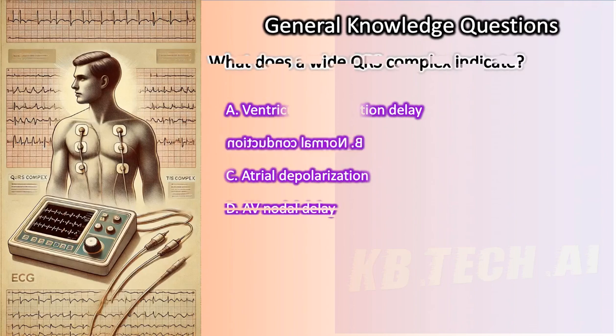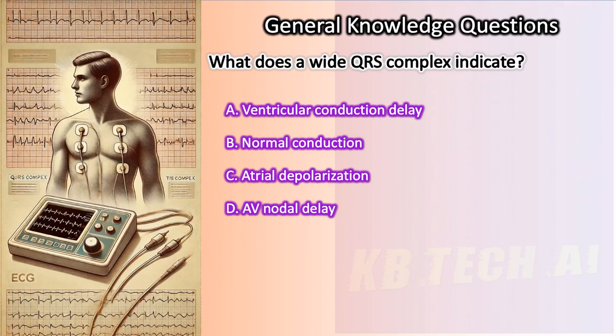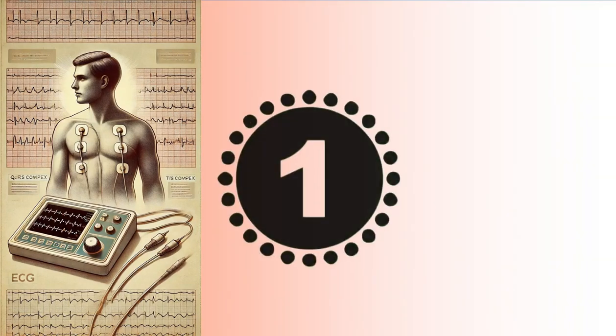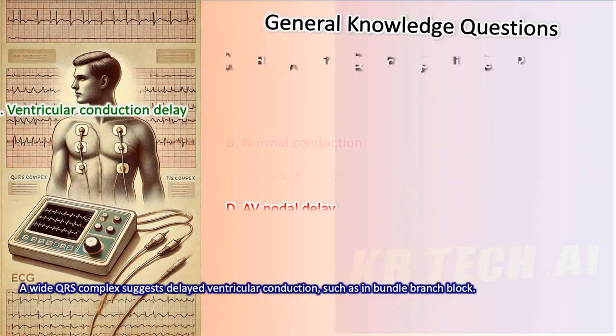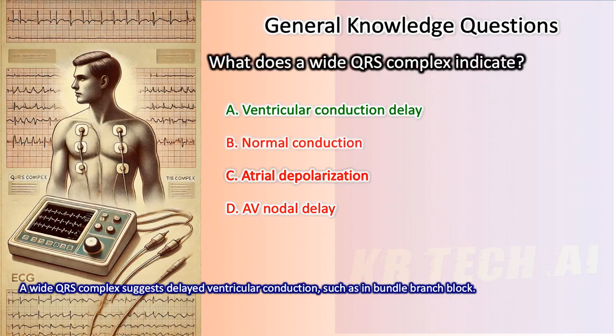What does a wide QRS complex indicate? Option 1, ventricular conduction delay. Option 2, normal conduction. Option 3, atrial depolarization. Option 4, AV nodal delay. The answer is option 1, ventricular conduction delay.